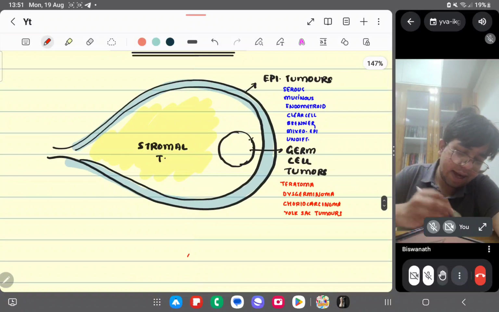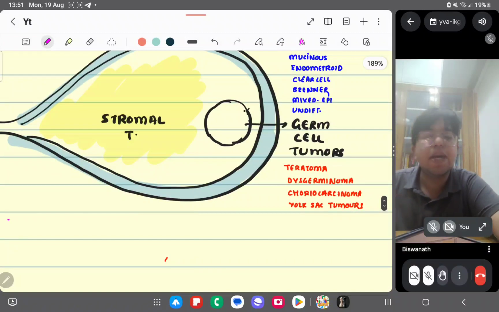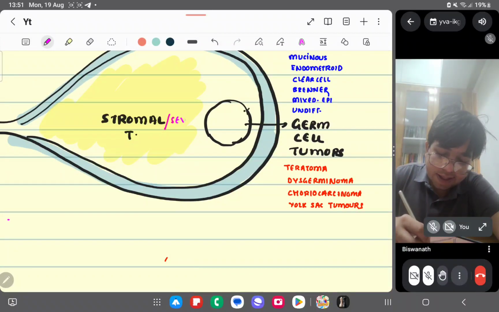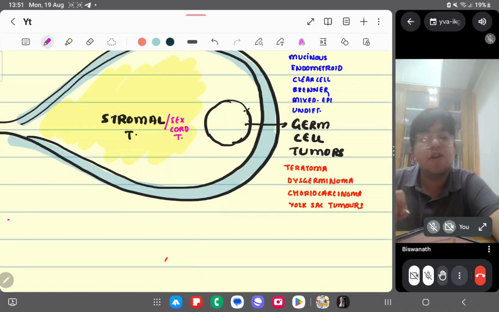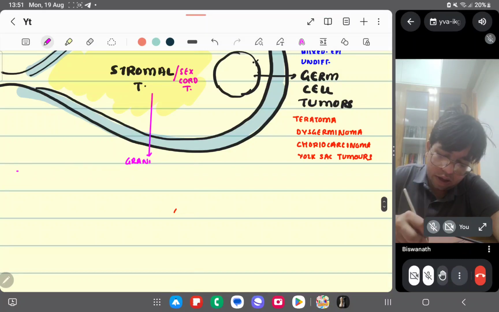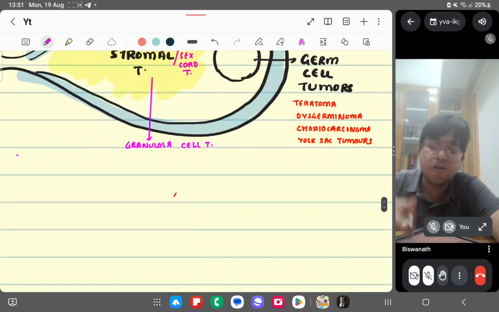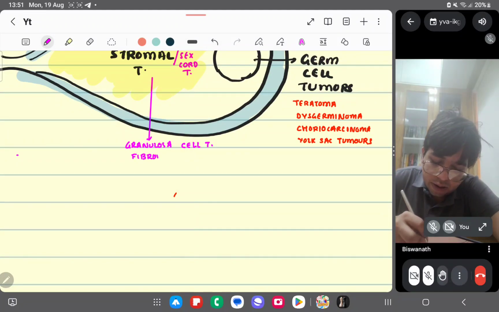And then we have a category of stromal tumors. These stromal tumors are also called the sex cord tumors. Here we have some granulosa cell tumors or the thecal cell tumor. Granulosa cell tumor, and we have fibromas, fibroblastomas, gonadoblastomas, many things are there.